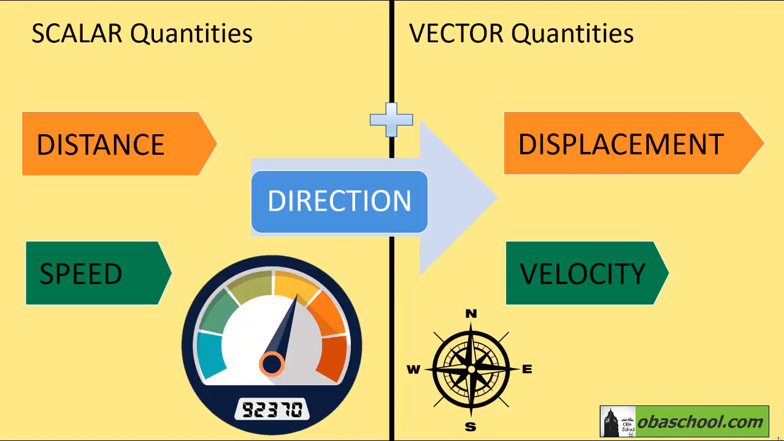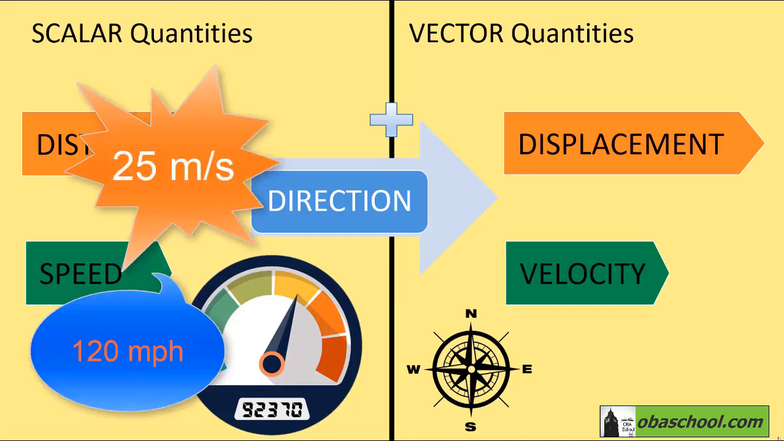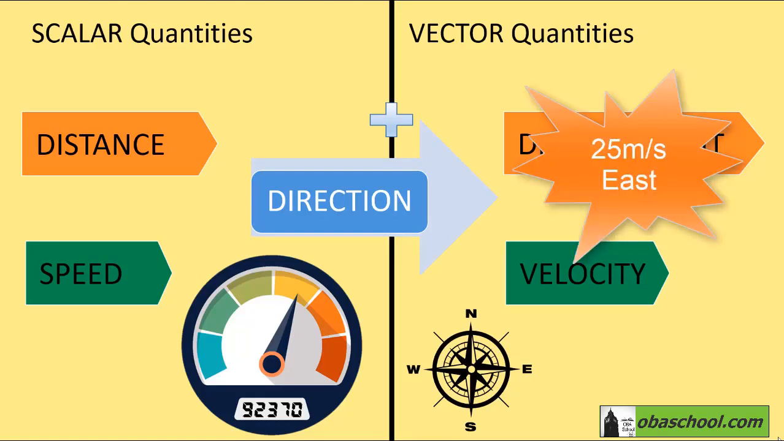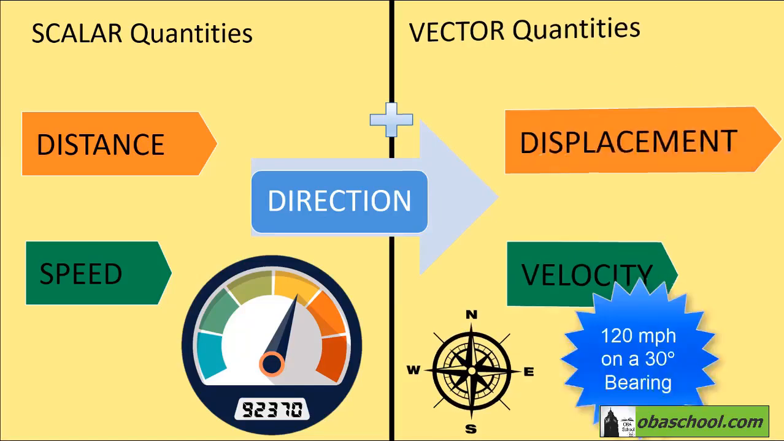Same goes for speed and velocity. Speed is measured in meters per second, kilometers per hour, or miles per hour. Velocity is measured in the same way. We should either specify the direction, east, west, north, or south, or we should specify the bearing.